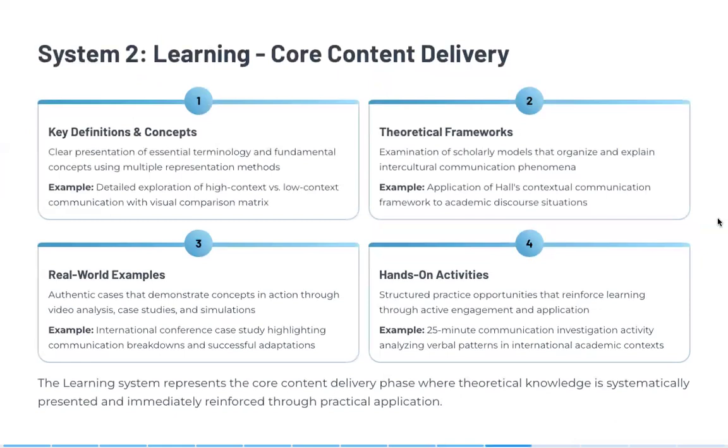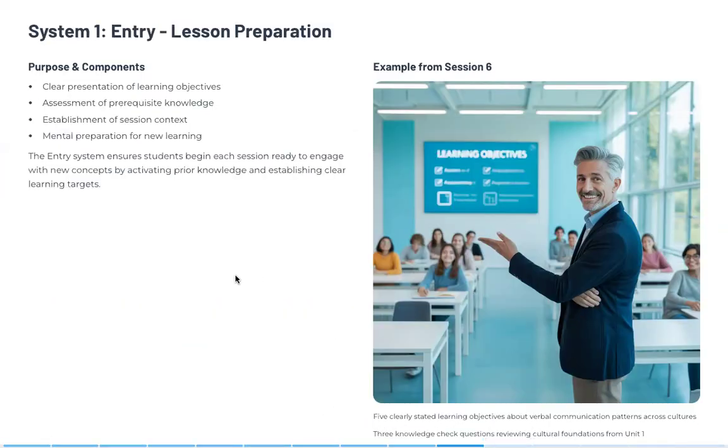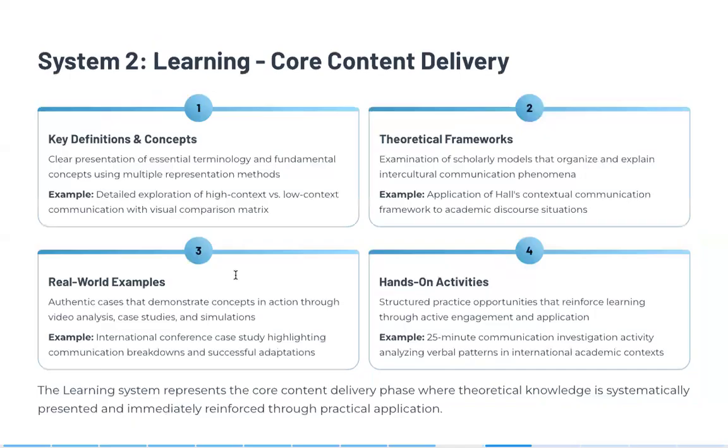Now, for example, here, if we take the lesson of verbal communication patterns across cultures, the objectives have been stated and there was a three-question multiple choice quiz. And we also talked about the previous session and how we can link it and use it in this session.